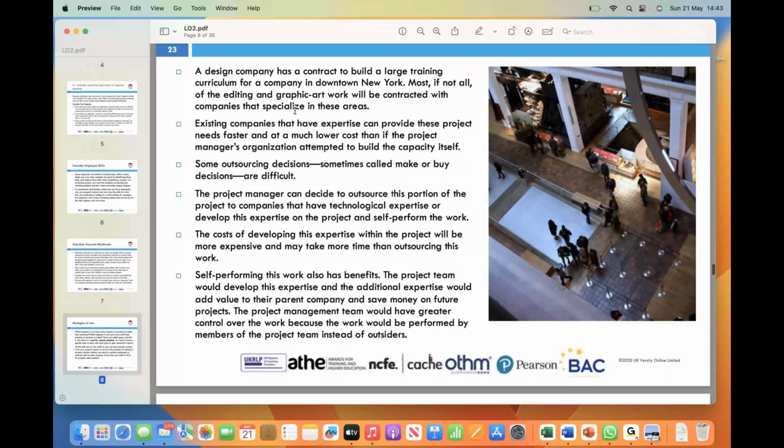On the other hand, choosing to self-perform the work has its benefits too. If the project team takes on the editing and graphic artwork themselves, they can develop valuable expertise in these areas. This acquired expertise would not only benefit their parent company but also lead to cost savings on future projects. Additionally, by keeping the work in house, the project management team has greater control over the entire process, as it is performed by members of their own team rather than external parties.